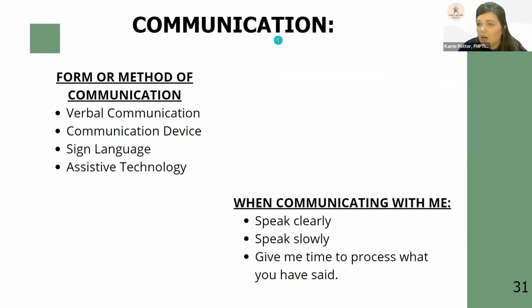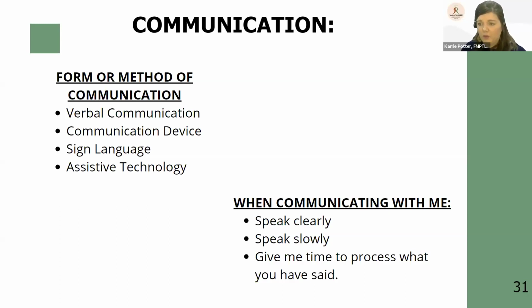So you can also share information about communication. What form of communication or method of communication do I use? I communicate verbally. I use a communication device, sign language, or a different assistive technology to help me with communication. So these are things that you could consider including in a portfolio. You could even say things like, when communicating with me, speak clearly, speak slowly, give me time to process what you've said. Those are important things. People don't always recognize that.